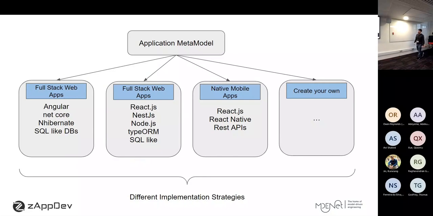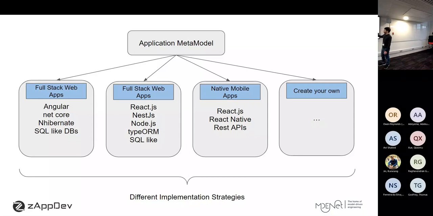Here is a simple example of different implementation strategies. So we have the same meta model, many different implementation strategies. For example, two that generate the web stack, full stack web application. The first one is using Angular and .NET Core. The second one is using React.js and NestJS, which is based on the Node.js runtime engine. So just by changing this implementation strategy and rebuilding the application, the code will now be generated with this technology.